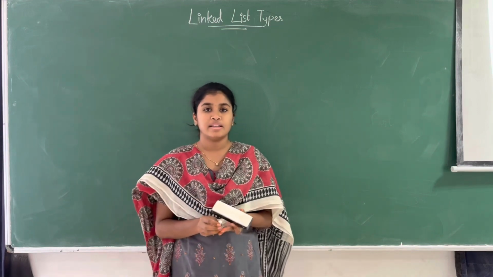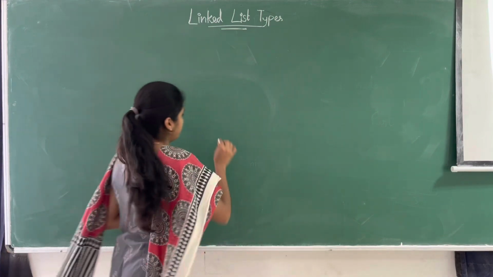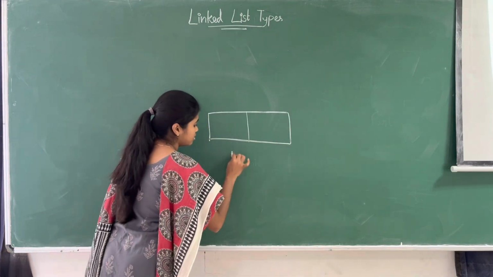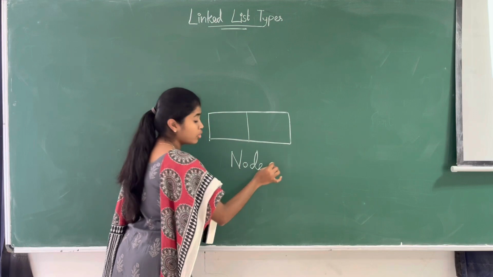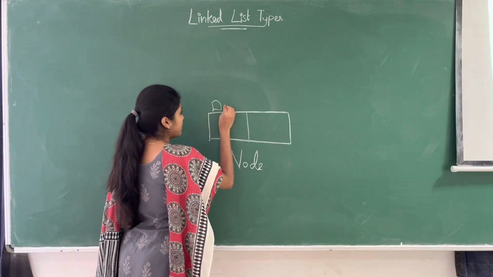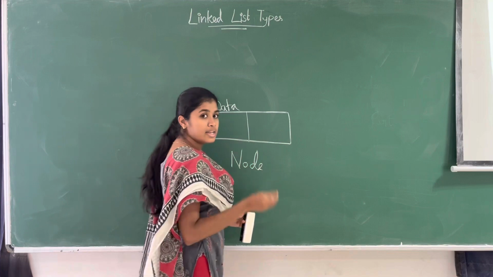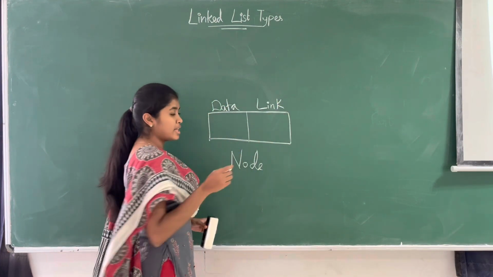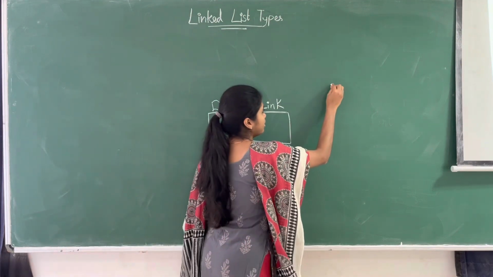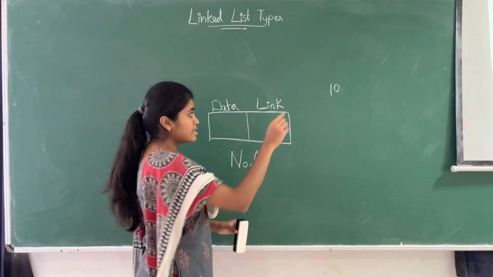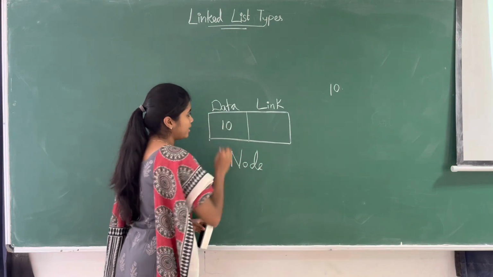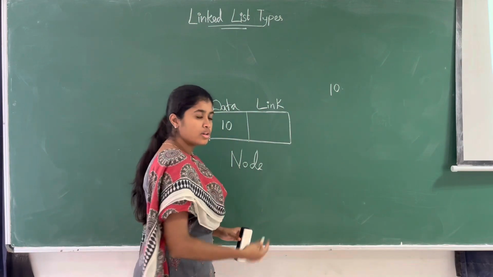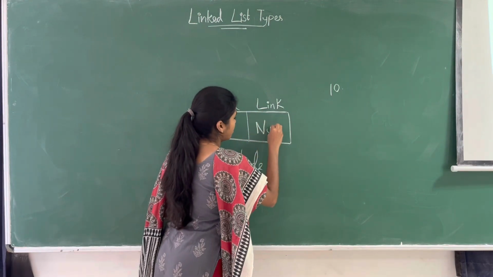In a linked list, the elements will be stored in a node. This is a node. A node contains two parts. One is the data part and this is the link part. For example, let us insert an element 10. This element 10 will be inserted in the data part, whereas the link part contains the address of the next node. There is no other node, so null will be stored here.